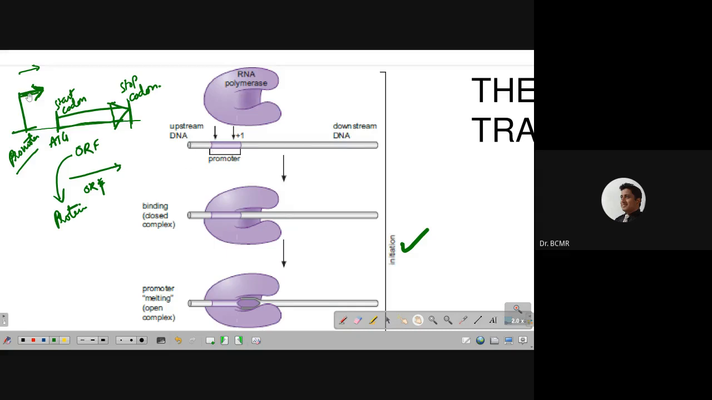The direction of transcription and the direction of the ORF should be the same. If there is a situation where the open reading frame is read in this way, and the promoter is here, you're actually not going to get the sense strand. You will get the antisense strand.